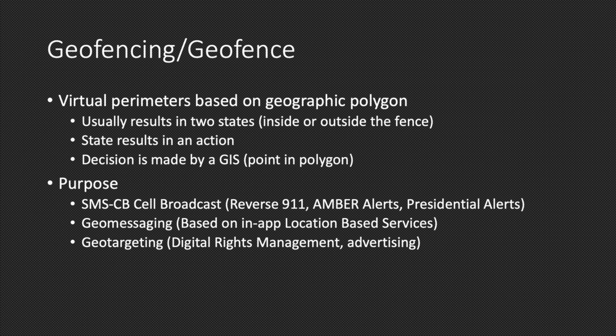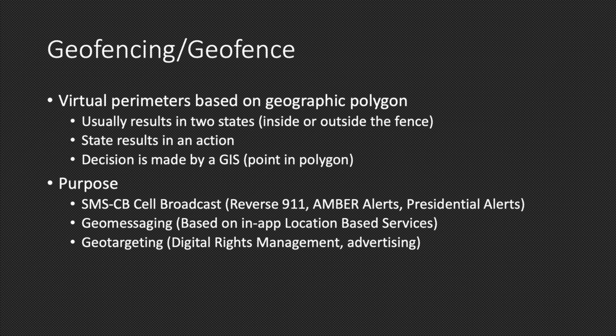Now, why do we use it? We use it for a couple of reasons. One is a safety management system, cell broadcast, of which reverse 911 is an example, or Amber Alerts, or the new presidential alerts that can be sent out to all devices. Essentially the way those work is they send out a message if you're in a certain region, if they're authorized to do so, and that's using the cellular service areas. But you can get more precise.